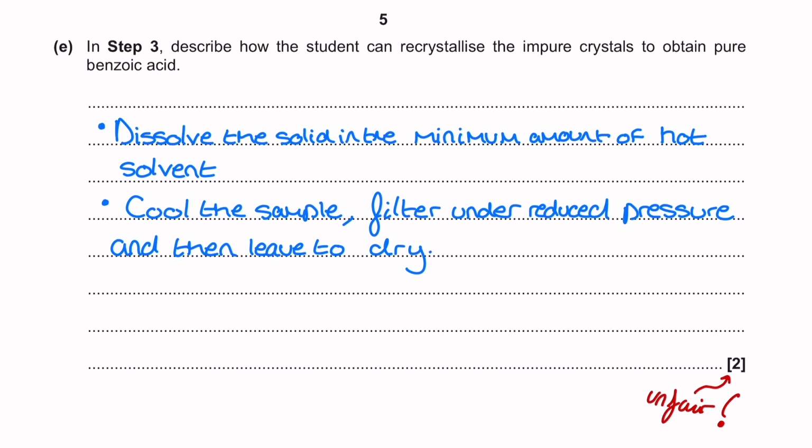Dissolve the solid in the minimum amount of hot solvent is crucial, and then cool the sample, filter it under reduced pressure is the best way to do this, and that's using a Buchner funnel and a Buchner flask, for instance, and then leave it to dry. So this could be dried in an oven, or it could be air dried over time. You can leave it in a fume hood, for example.